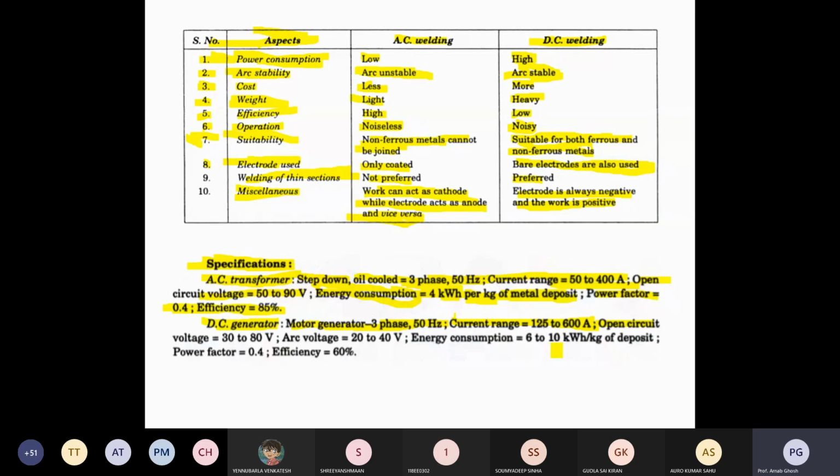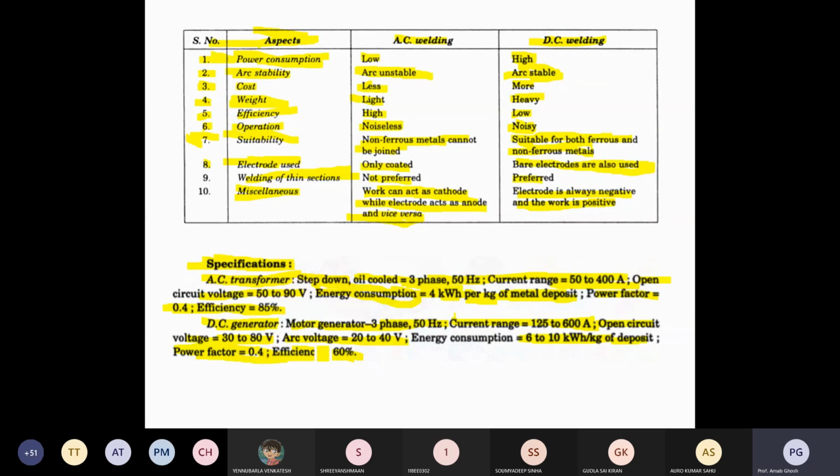So basically that's why flux distribution is uneven in case of AC, but in case of DC it will be even. So the current rating can also be high for DC. Since current is high, open circuit voltage is comparatively less for DC welding, basically if you maintain power fixed. So voltage is 30 to 80 and arc voltage is 20 to 40. Energy consumption is 6 to 10 kilowatt hour, so definitely energy consumption is also more. Basically more current means more energy to deposit. Power factor again is not so good, 0.4, efficiency 60%.